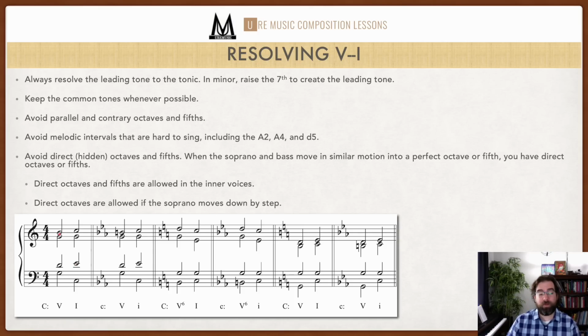But we're allowed to get away with it if the upper voice moves by step. So that's really the only place where you have to watch for direct octaves, between the outer voices. And as long as the soprano moves by step, you'll avoid the issue of direct or hidden octaves.